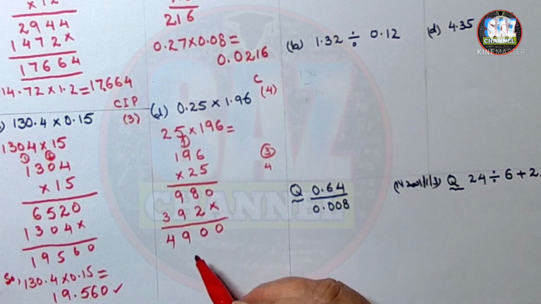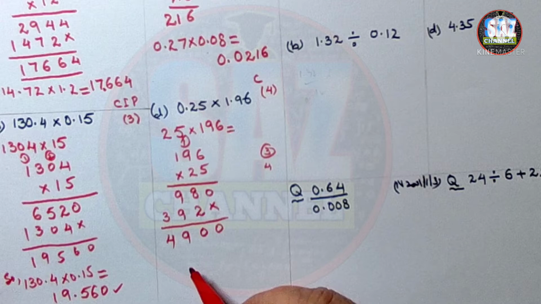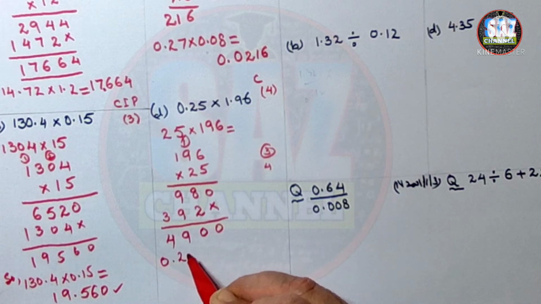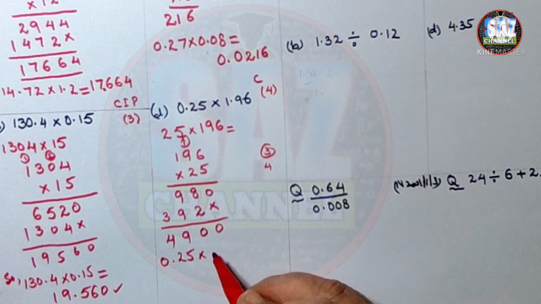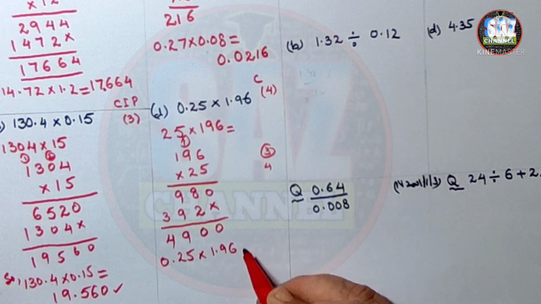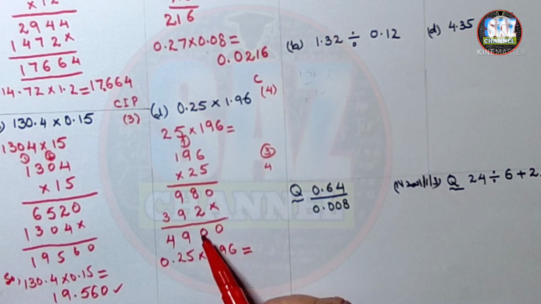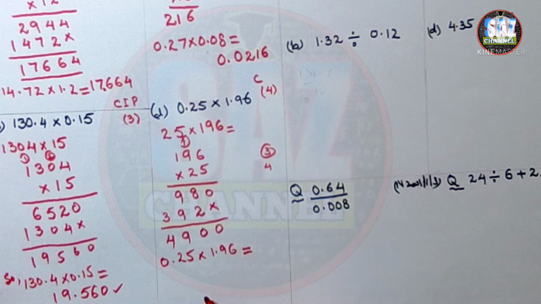And now but the question is 0.25 multiplied by 1.96. We need to put the decimal in the answer. So what we have to do, we have to count and see how many total digits are there in the question after decimal. There are 4 digits, so I have to leave 4 places. So this will take the form 4900. So I have to start counting the number of digits, 1, 2, 3, and 4, and then I have to put the decimal. Look how easy the decimal multiplication is.